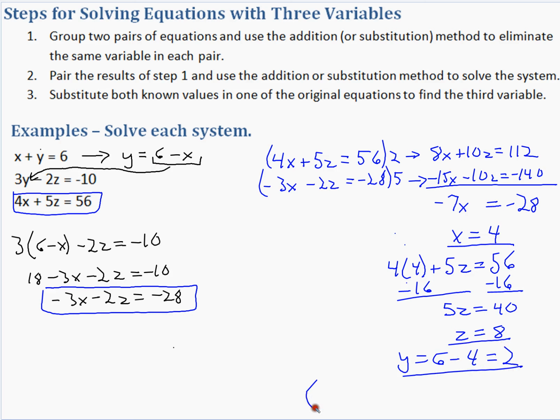We put our answer as an ordered triple, so make sure you put your x first, then the y, and then the z. And plugging those back in, they should make each of those true. And that's your solution for that system of equations with 3 variables.